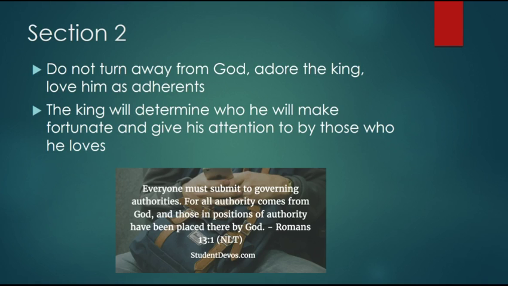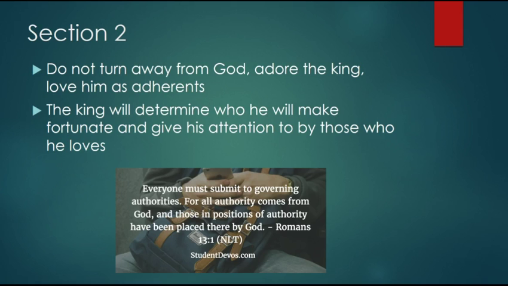The king will determine who he will make fortunate and give his attention to by those whom he loves. So basically, there's much reward for those that the king appreciates. And that's basically what I got out of section 2 there. And the student devos right there is something I found interesting: everyone must submit to governing authorities, for all authority comes from God, and those in positions of authority have been placed there by God.